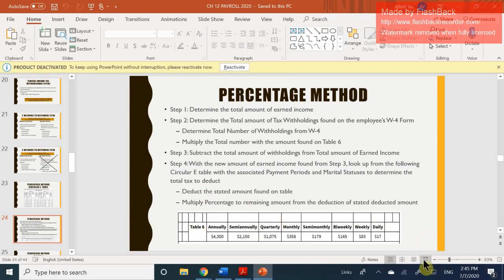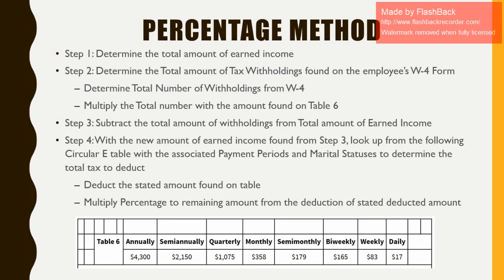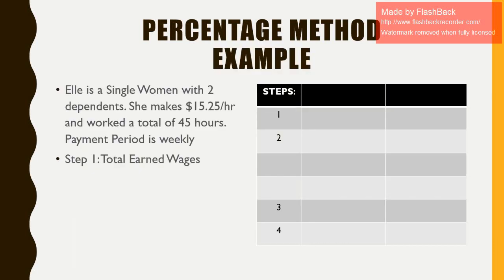But in this case, you need to collect that information and determine that number, because the first step you're going to do is make sure you look at your table 6, and determine which payment period you're in and how many withholdings you have, okay? So let's go ahead and go for the example here. So number 1, L is a single woman with two dependents, okay? She makes $15.25 an hour and worked a total of 45 hours, okay?